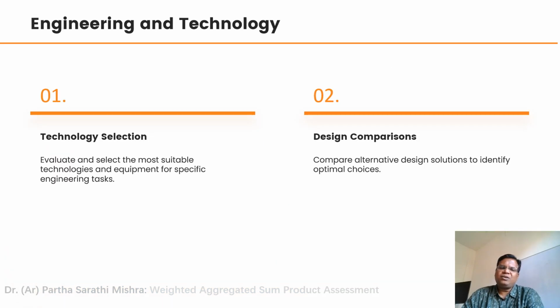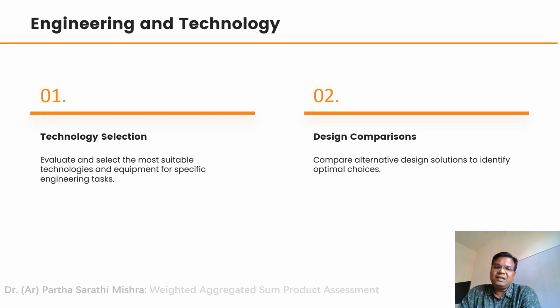In engineering and technology selections, evaluate and select the most suitable technologies and equipment for specific engineering tasks. So in engineering, we have to evaluate the different technologies or equipments. For example, if you want to select some particular equipment to do some kind of task. So in market, we have different types of available equipments, but which equipment gives us the most valuable solutions, that we have to select and perform our job.